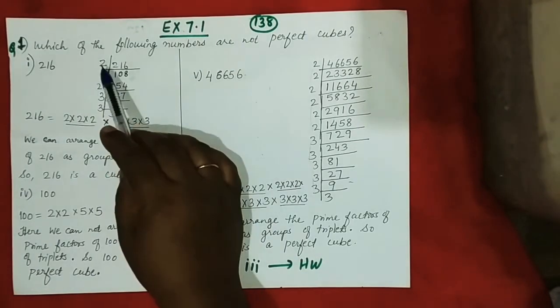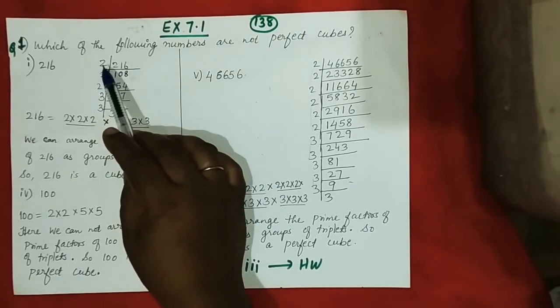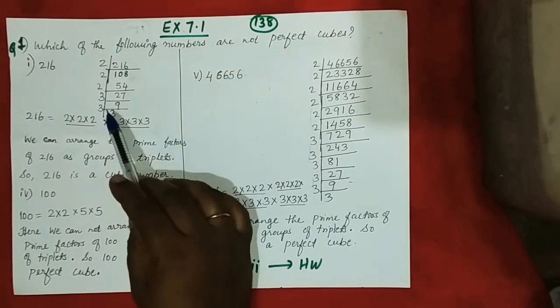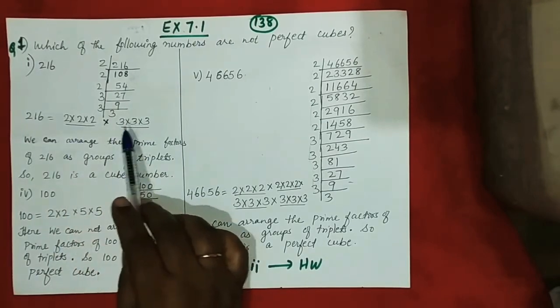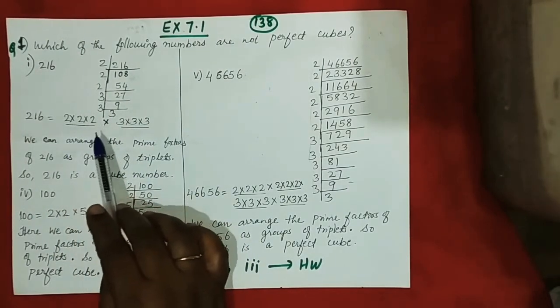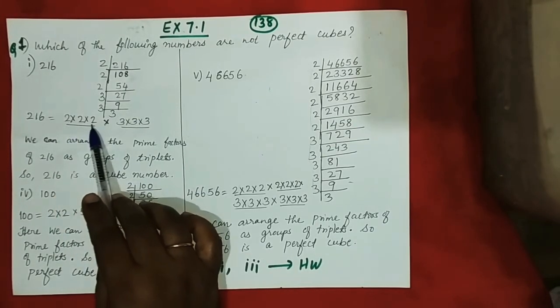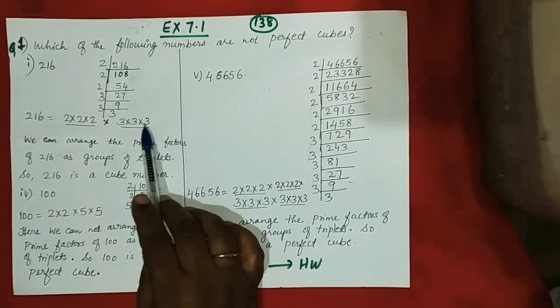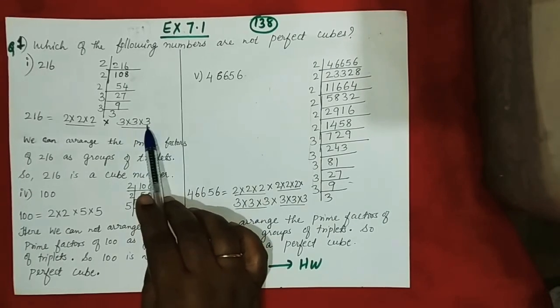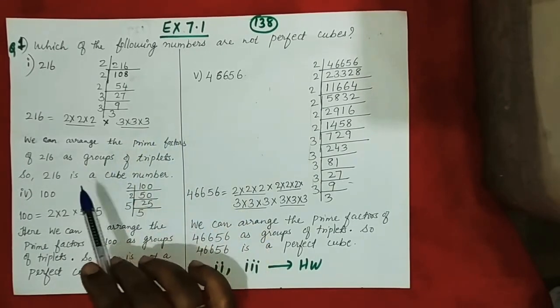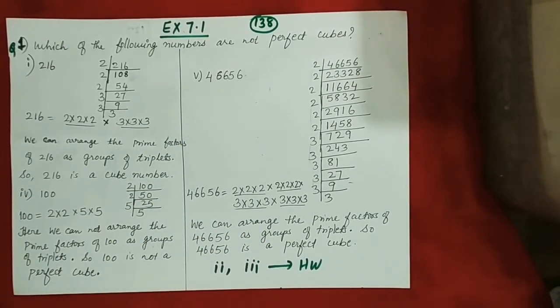We are stopping. So how can we write 216? 2 into 2 into 2 into 3 into 3 into 3. Here we can arrange the prime factors of 216 as groups of triplets. 3 twos are there, one group of triplet. 3 threes are there, one group of triplet, other group of triplet. Okay, so 216 is a cube number. If the prime factors are able to arrange in groups or triplets, we can say the given number is a perfect cube.